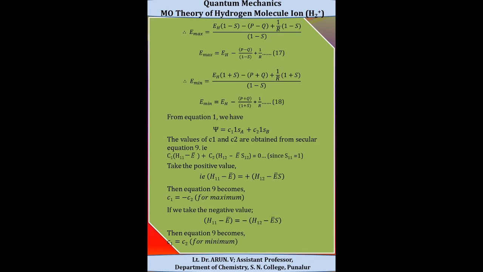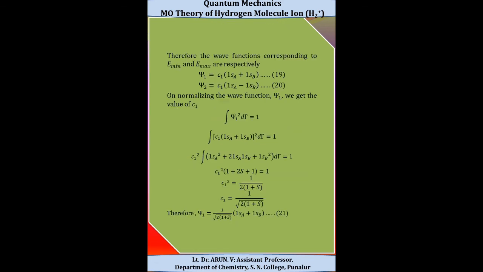That is, C1 into H11 minus E plus C2 into H12 minus E S12 is equal to 0. Since S11 is equal to 0, take the positive value, that is H11 minus E is equal to plus H12 minus ES. Therefore, equation 9 becomes C1 is equal to minus C2. That is, from the positive value we get the maximum value. In that case C1 is equal to C2. If we take the negative value, we can find out the value of C1, that is equal to 0 for minimum.